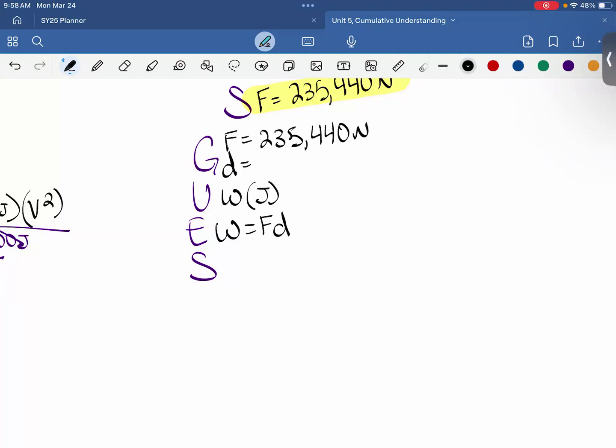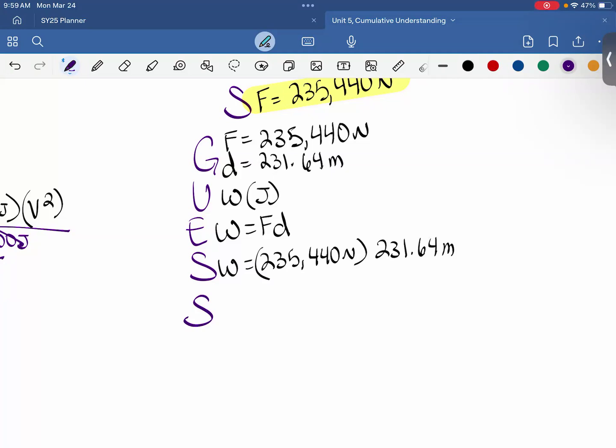Because this is a roller coaster that is dropping, we know the height or displacement. However, if this was a roller coaster that goes up and down and round, we would actually need to know how long the ride was to find the displacement. But in this case, our displacement is the same value as our height. So our displacement for this, once again, is 231.64 meters. We're just going to multiply these two numbers together. And when we multiply them, we will find that the work done looks like a number we've seen before.